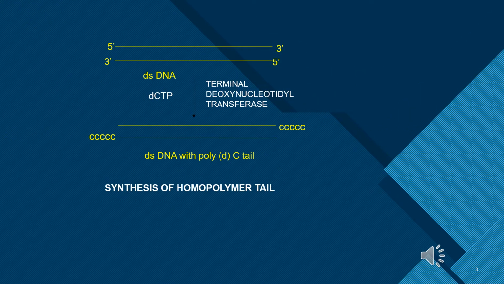Now you see in the diagram the synthesis of a homopolymer tail. There is a double-stranded DNA molecule and we have to add a poly-dC tail at the 3' end. We provide dCTP and the enzyme terminal deoxynucleotidyl transferase. This enzyme repeatedly adds C nucleotides at the 3' end and generates the poly-dC tail.